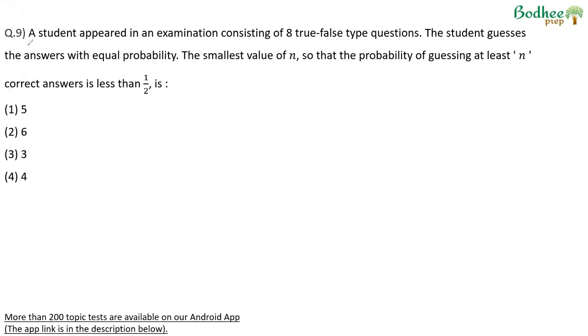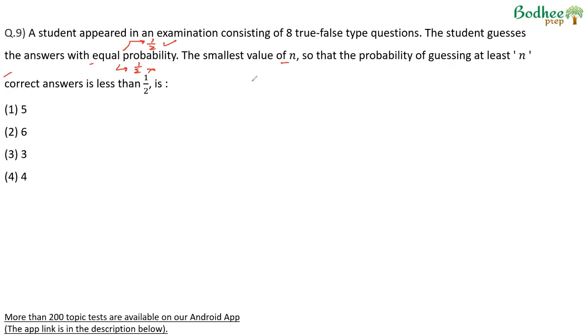A student appeared in an examination consisting of 8 true or false questions. The student guesses the answer with equal probability. Therefore, half probability 1 by 2, the answer will be right, half it will be wrong. The smallest value of n, so that the probability of guessing at least n correct.